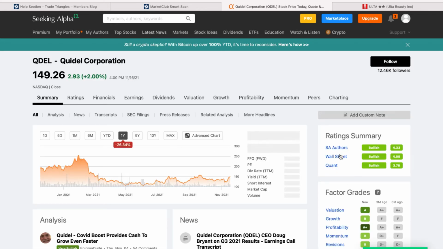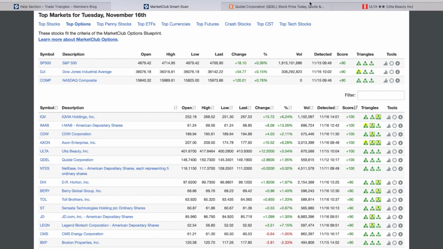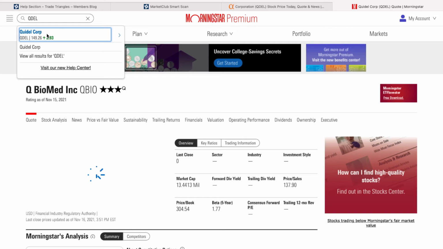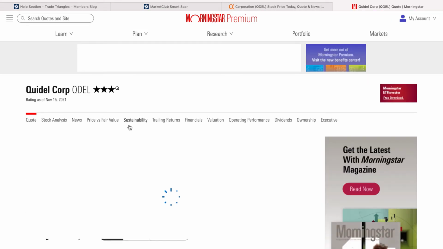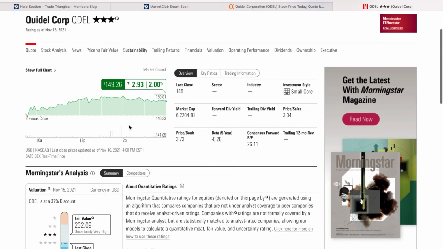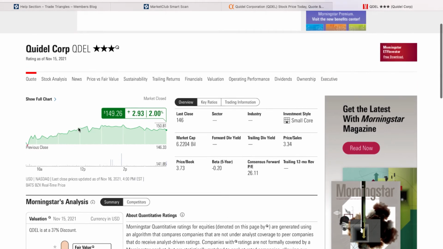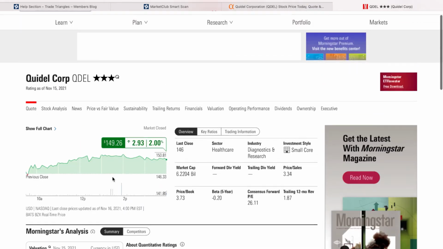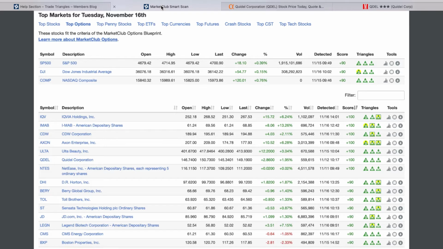Oh, everything is bullish. Okay, I would have preferred if the quant was very bullish, to be frank. But let's just, I mean, no harm. QDEL. Let's take a look here. It's not really covered by Morningstar. So if you see this symbol, you just know that they don't really have a proper summary of it. But you can see the fair value is 232, last close 149. Okay, QDEL. Can consider.